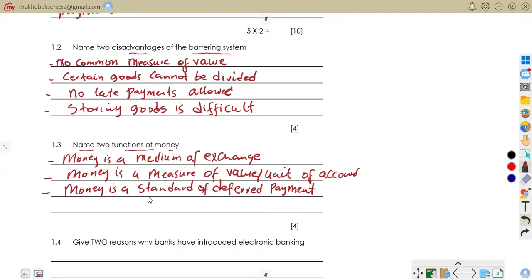So that is that. Also, money is a store of value. So it means money can be saved to use in the future. For example, saving 400 for next month. So let us move on.